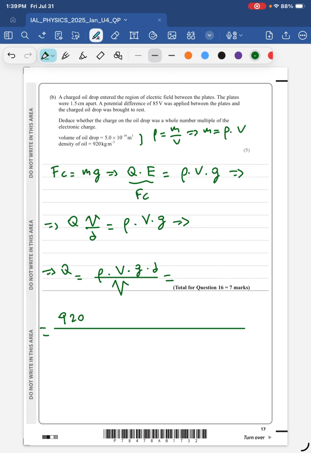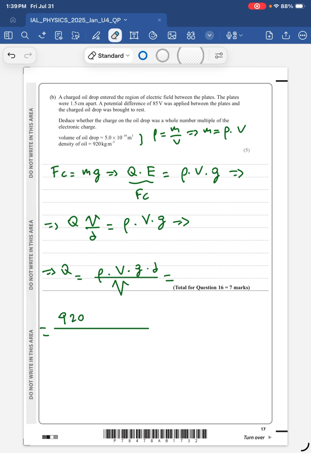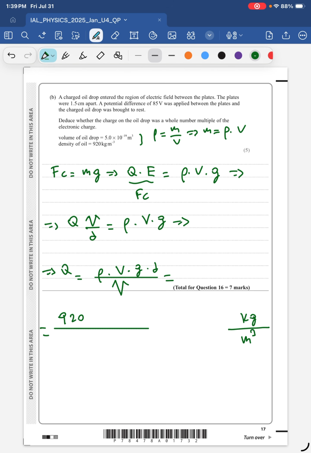Rho is 920, that's the density. So for the units, kilograms over meters cubed, times the volume. What's the volume? 5 times 10 to the negative 19 cubic meters. What is G? 9.81 meters per second squared. And then D is the distance between the plates, so 0.015, and that's meters. So I'm going to put it as meter squared there. And then divided by the voltage, which is 85.